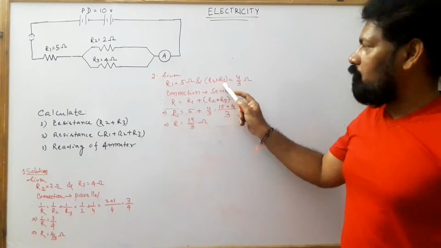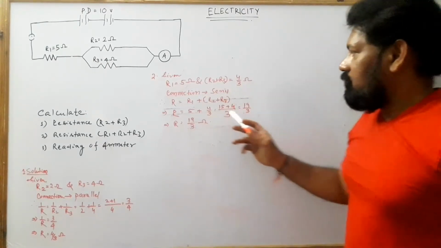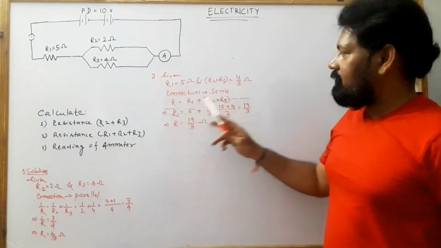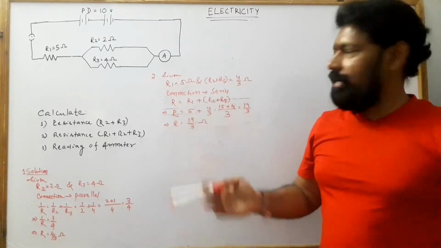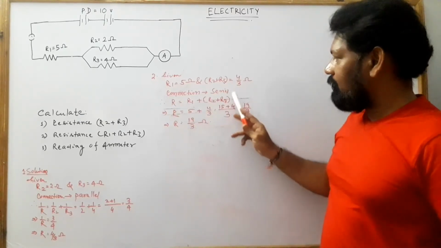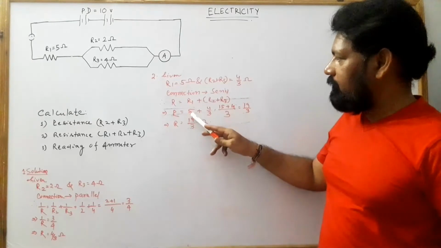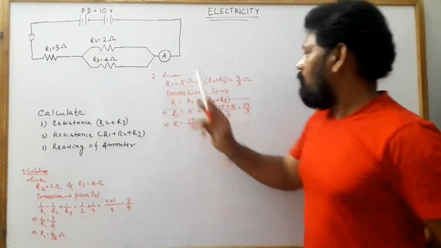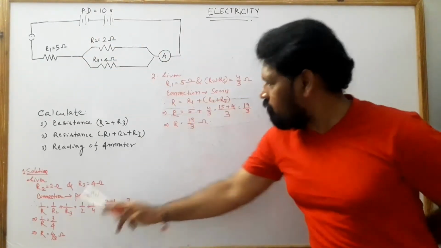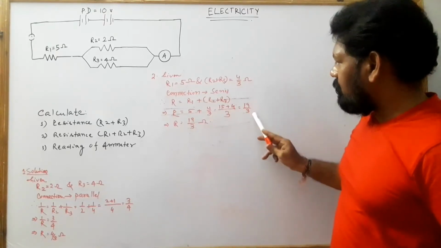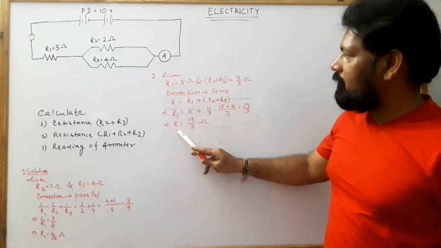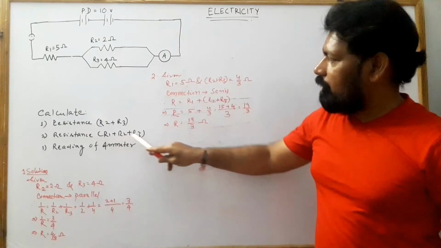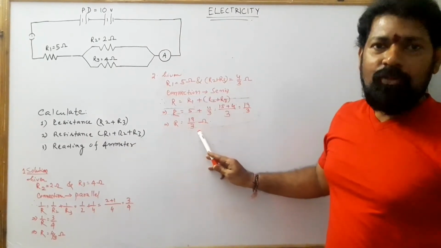So I have written R2 and R3 in braces. Since the connection is a series, the total resistance is the simple addition R1 plus the bracket of R2 and R3. The value of R1 is 5 and R2 and R3 together is 4 by 3. On adding, we get 19 by 3. So the total resistance of R1, R2 and R3 is 19 by 3 ohms.